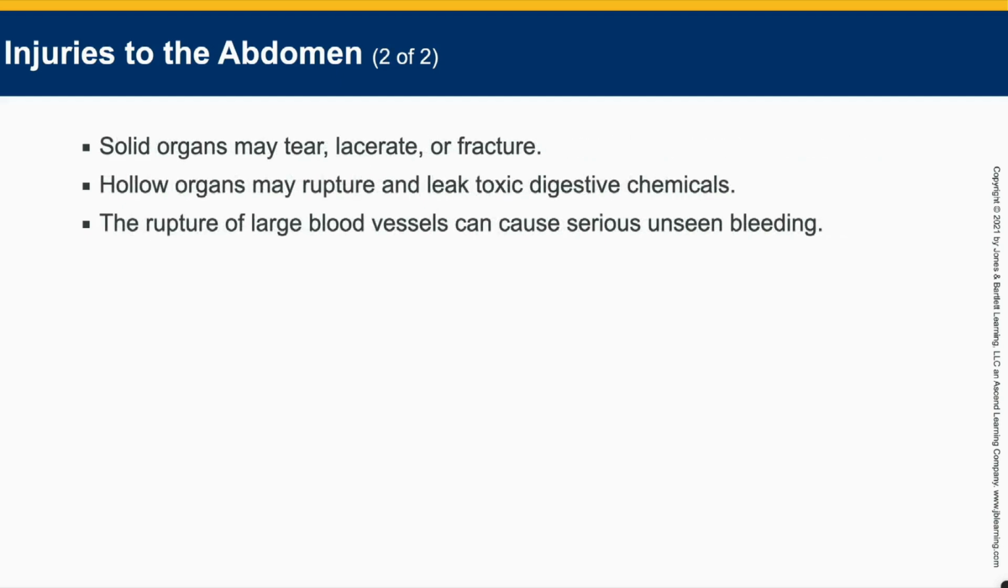Now, building on that, let's talk about what actually happens when those injuries happen to those organs. With solid organs, they can tear, lacerate, or even fracture. And remember, these organs are really vascular, so that often leads to significant internal bleeding. With hollow organs, the concern is a little different. These can rupture, allowing the toxic digestive contents to leak into the abdominal cavity, which can lead to serious infection and inflammation. And then you have to think about the major blood vessels in the abdomen. If those are damaged, it can cause massive unseen bleeding, and your patient can crash really quickly.